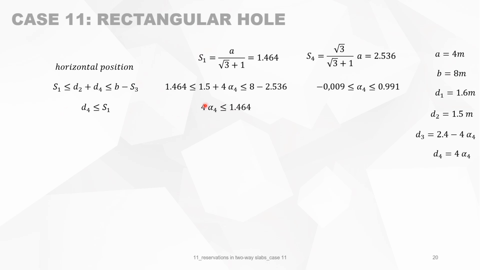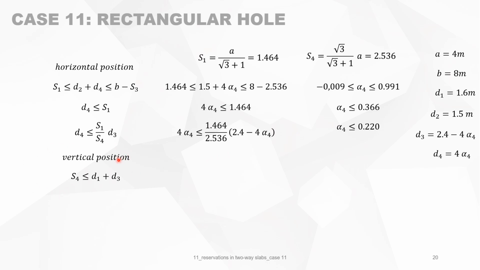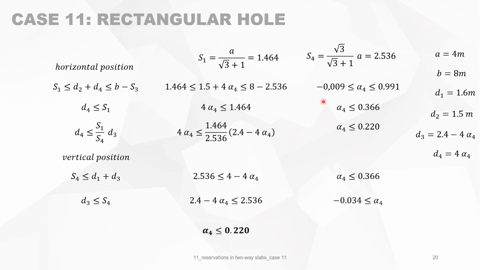D4 smaller than S1 gives you this condition. D4 smaller than S1 over S4 times D3 gives you this condition. And for the vertical position, we have the condition S4 smaller than D1 plus D3, or this is the condition. And then at last, we also have this condition. So now you see you have different conditions on alpha 4, and we can see which is the most severe condition. It's, of course, alpha 4 smaller than 0.22.